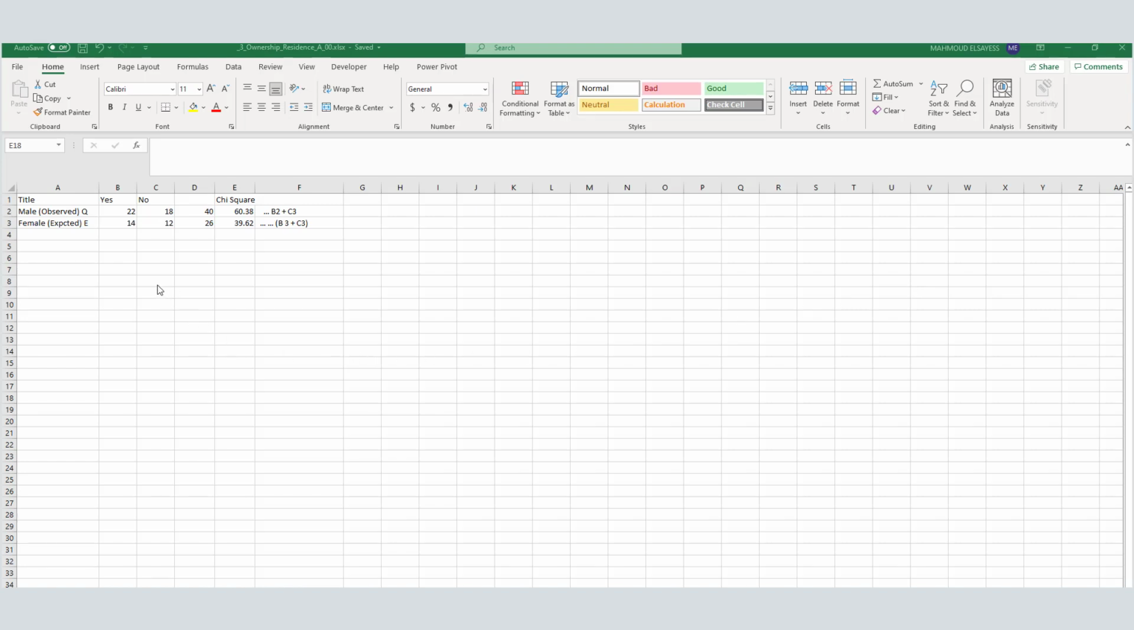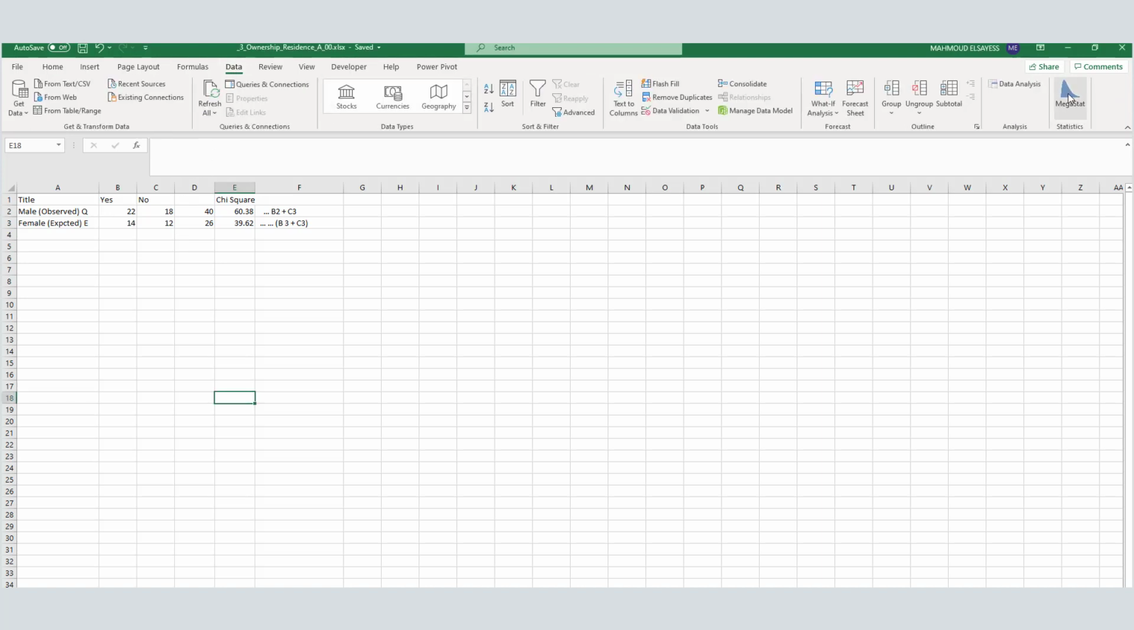We are going to compute the chi-square. So we have observed: yes 22, no 18, and expected: yes 14, no 12. Then what we need to do is go to Data. From Data I select MegaStat.